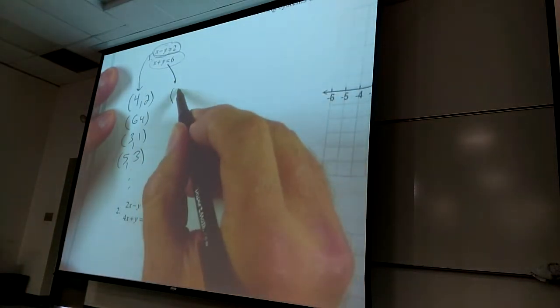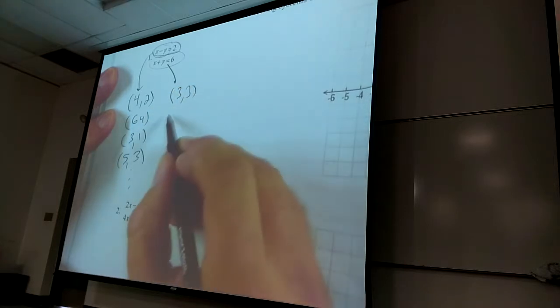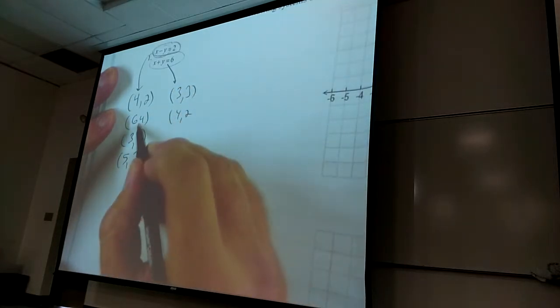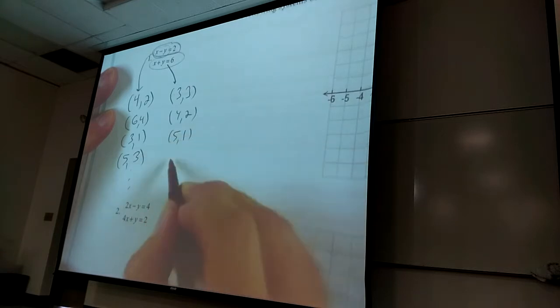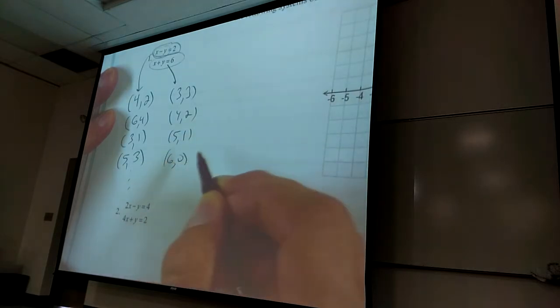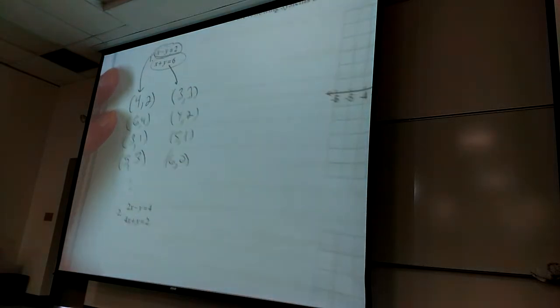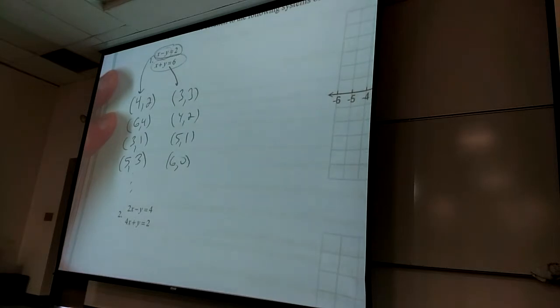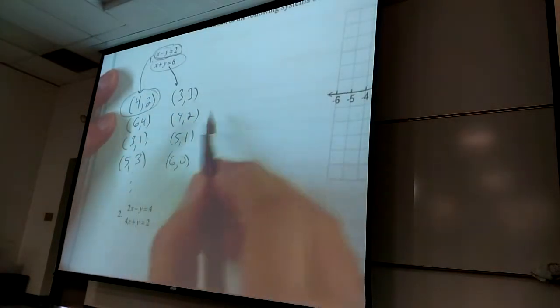What are the answers to this one? 3 and 3, I like it. 4 and 2, interesting. 5 and 1. 6 and 0. Right? Okay. Do you already see the answer? What point works in both? 4 and 2. I like it, right?